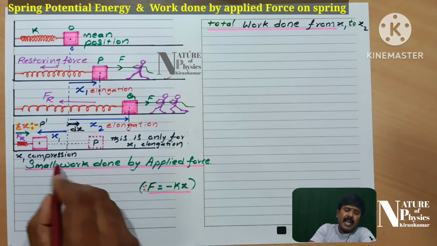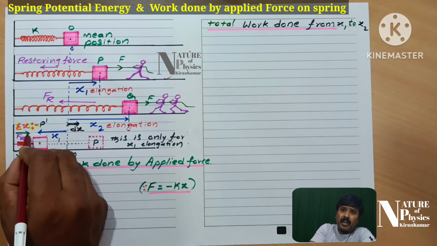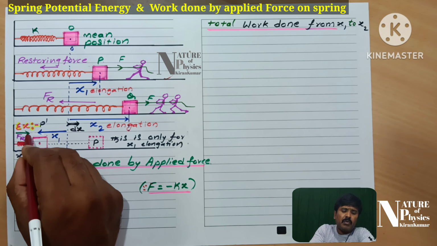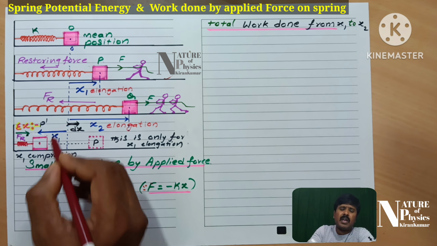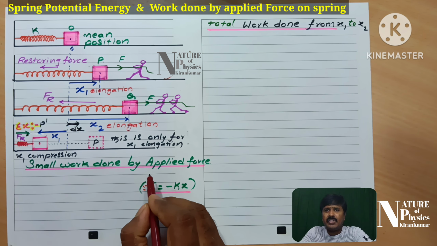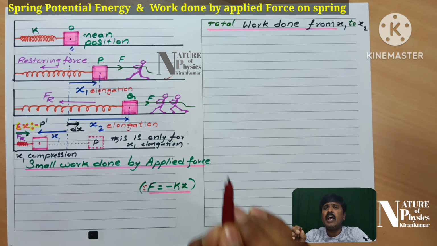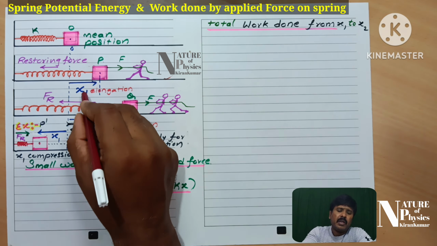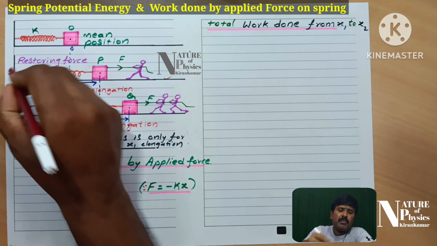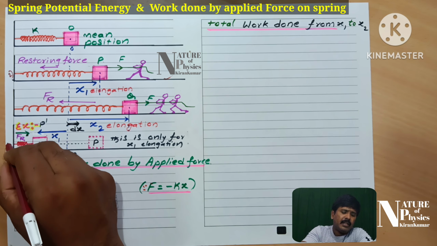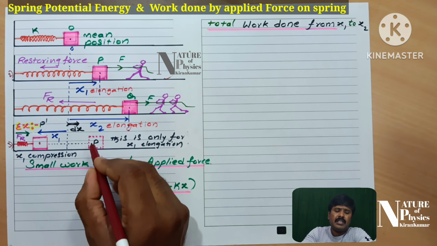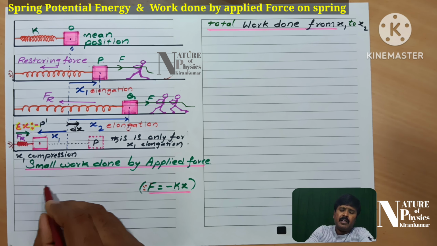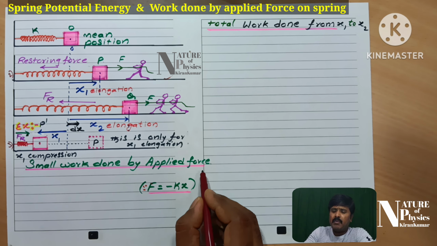Here the restoring force is acting on the right side for compression, and the compression is acting on the left side. Here also the restoring force and the compression distance are both in opposite directions. The restoring force is always in the direction opposite to the displacement. So this is the second diagram in which elongation is taken, and this is the third diagram, which is taken as compression.